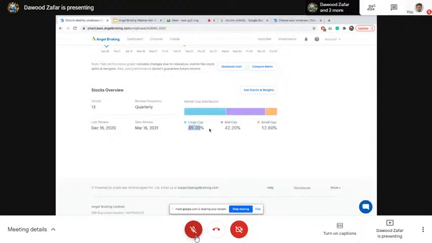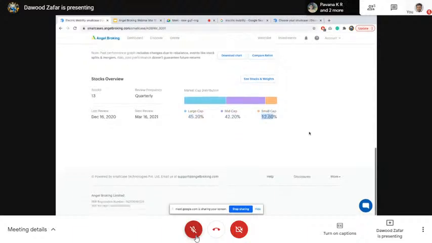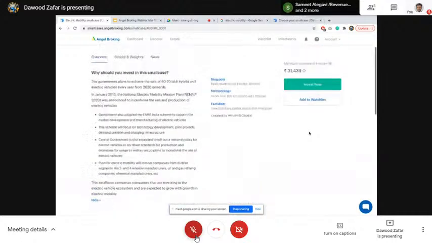45% in large cap, 42% in mid cap, and 12% in small cap. So this is the overall small case ka brief.